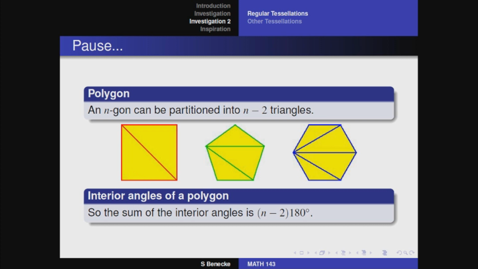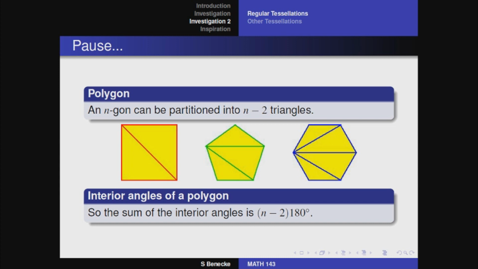Because the sum of the angles in a single triangle is 180 degrees, and the square has two of them, the sum of the angles in the square will be 2 times 180 degrees. The sum of the angles in the pentagon will be 3 times 180 degrees, because there are 3 triangles. Each triangle contributes 180 degrees.